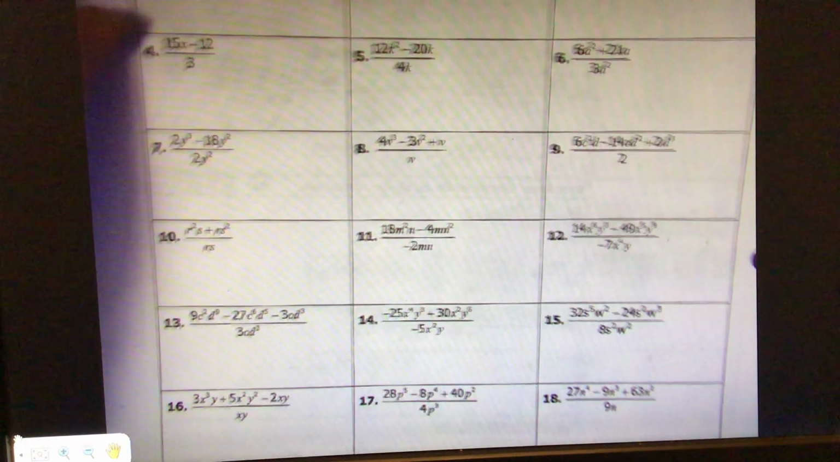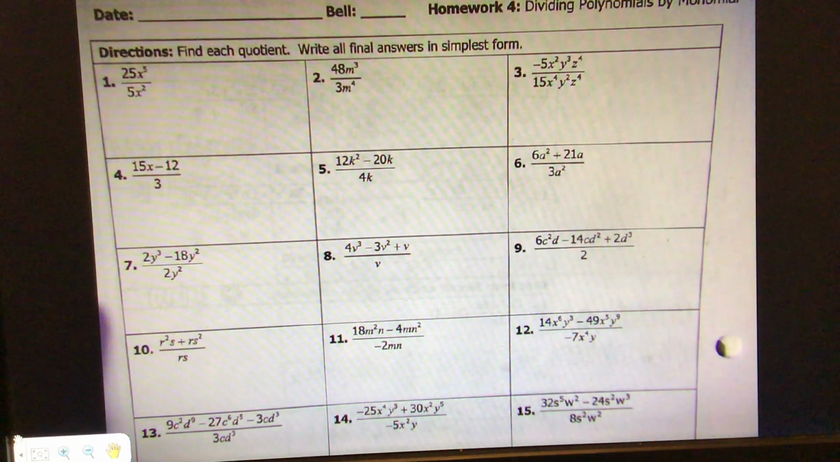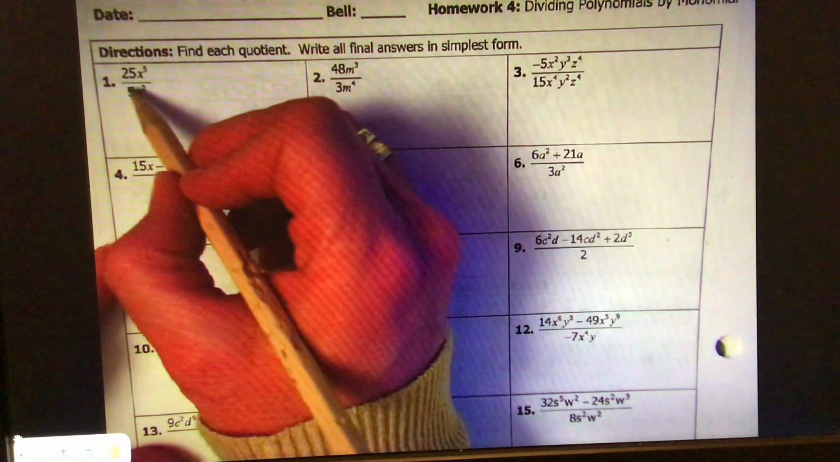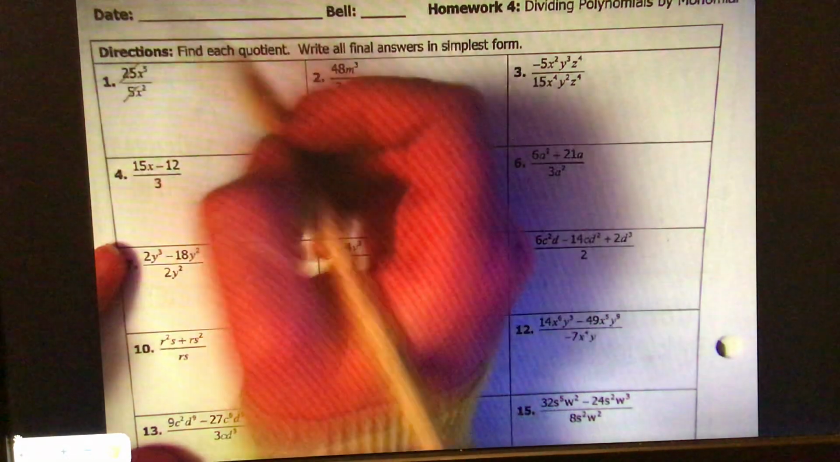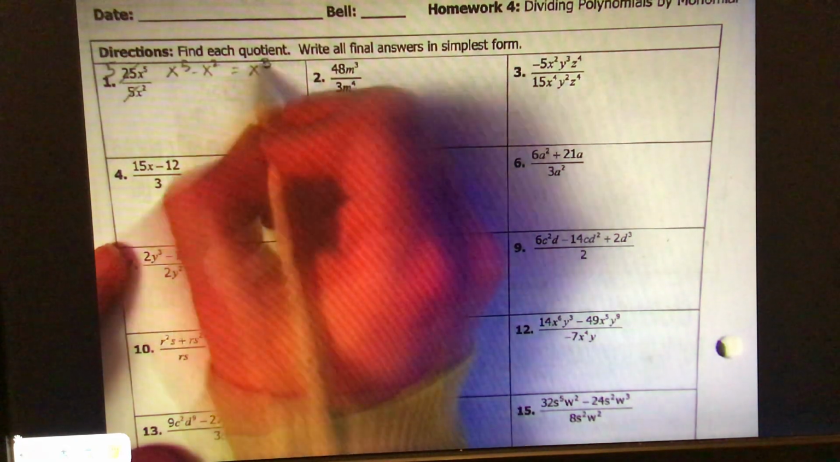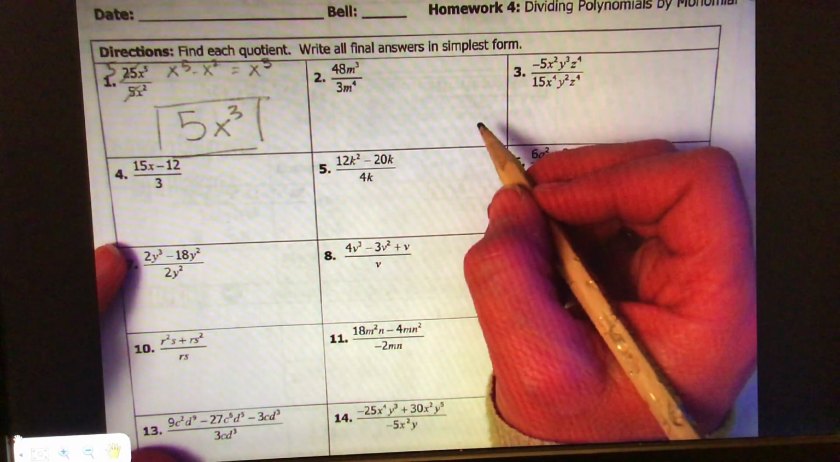So this is now homework 4. Okay, so I need a sharper pencil. That's a little sharper. So here we go, homework 4, dividing polynomials by monomials. So if I look at the first one, and again, at least I don't have to rewrite this one. So let's go for it. I know that 5 fits into 25 how many times? 5 times. And then I have x to the 5th minus x to the 2nd, which is x to the 3rd. My answer is 5x to the 3rd power.